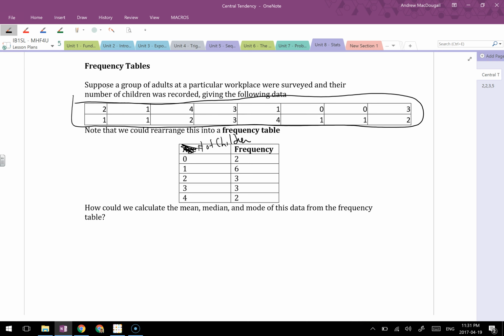So we can organize this data into a frequency table. What does this mean? Okay, some people have 0 children. How many of them? 1, 2. 2. Their frequency is 2. Some people have 1 child. How many of them? 1, 2, 3, 4, 5, 6. Their frequency is 6. So this is a more compact way of writing a table with a lot of recurring data. So this is called a frequency table.